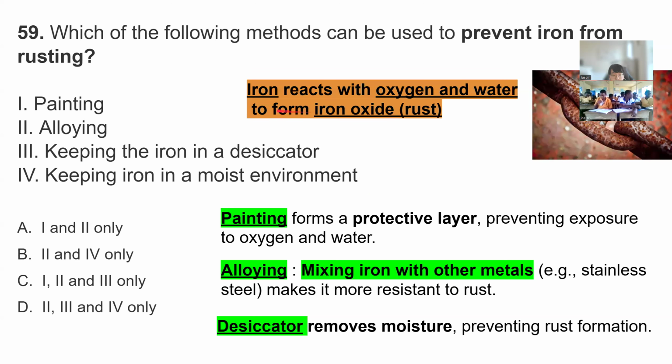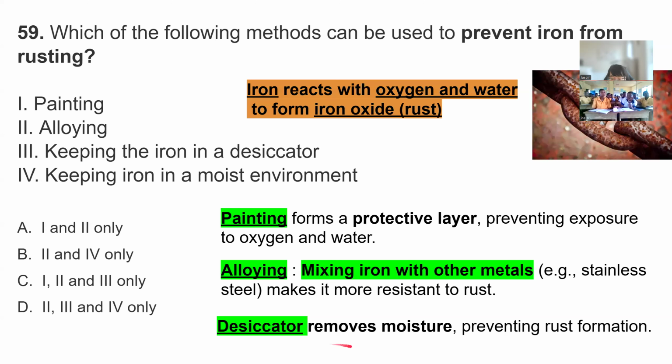So iron reacts with oxygen and water to form rust, which is a different substance. Painting forms a protective layer and prevents exposure to water and oxygen, so painting might be one option. Alloying means mixing iron with other metals to make it more resistant to rust, so alloying might be another option to prevent iron from rusting.